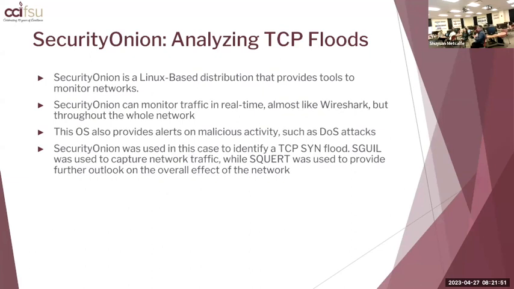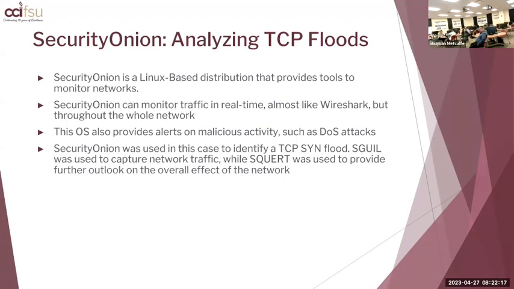And Security Onion. This is a little bit more involved and it has a much broader capability than Wireshark does. It's a Linux-based distribution that provides tools to monitor networks. It can monitor traffic in real time, almost like Wireshark, but throughout your whole entire network. This OS also provides alerts on malicious activity such as DOS attacks. And in our case, Security Onion was used to identify a TCP SYN flood.